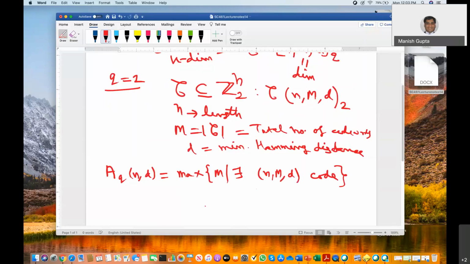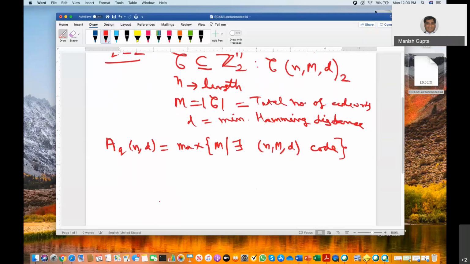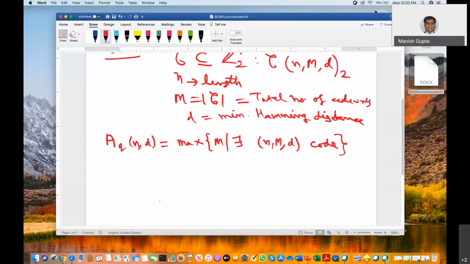So what is the meaning of nonlinear? Nonlinear means whenever we take two code words x and y and sum them, the sum may not be inside C. It need not be closed with respect to addition of two vectors. That kind of code is known as nonlinear. In the case of linear, if we take two code words x and y, their sum will be in C itself. That is our A_q(n, d), here for q equal to 2, so A_2.